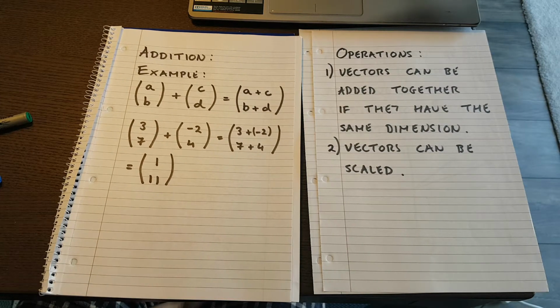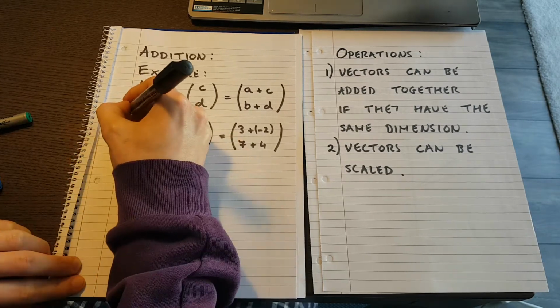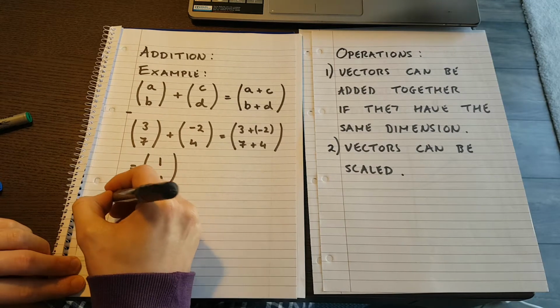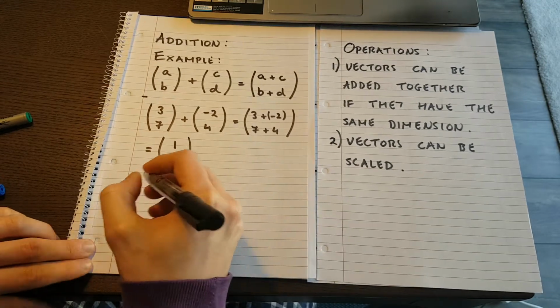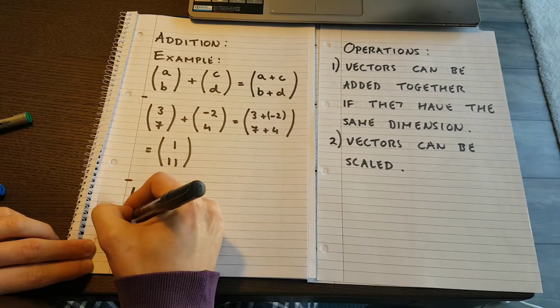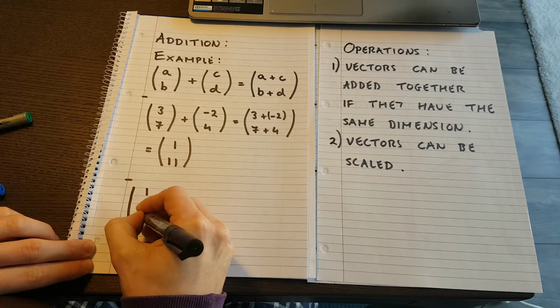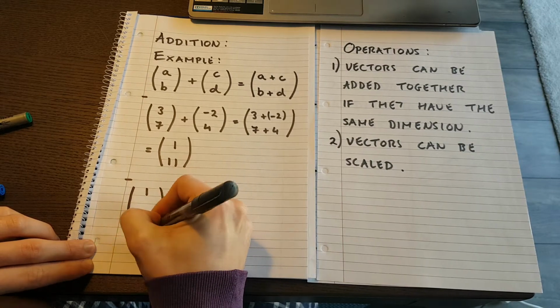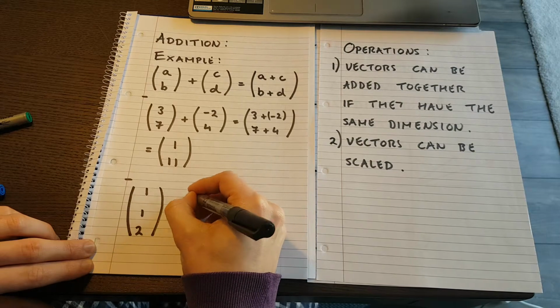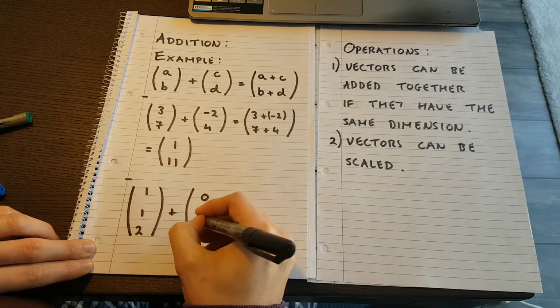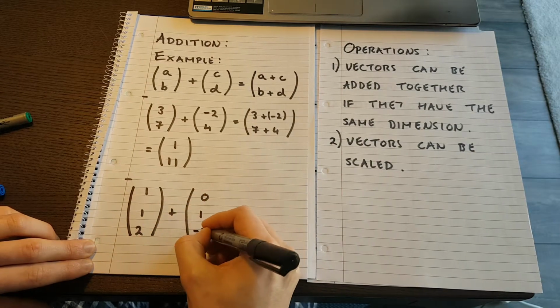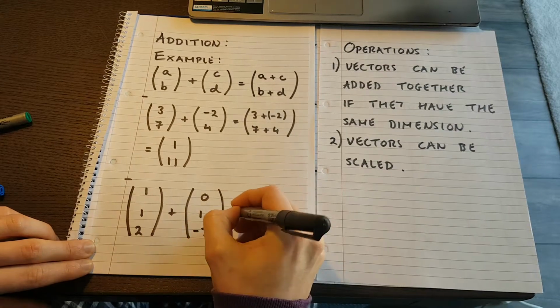Very simple, very straightforward, okay? I'll do another one here. I'll do one with 3 components, because why not? We'll go 1, 1, 2, plus 0, 1, minus 3. Okay, what do I have?